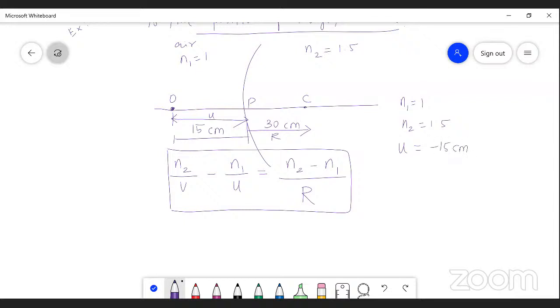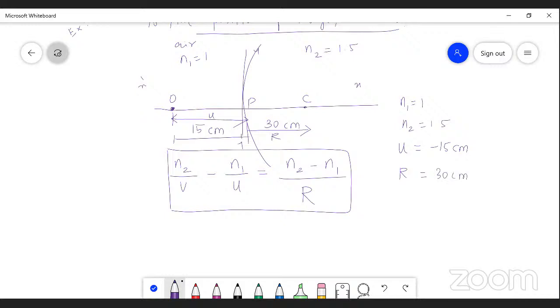It is very important. Most of the students make mistakes in this region. According to the sign convention, the object is always placed on the left side, so the u value is always negative, I mean from right to left. That's why u is equal to minus 15 centimeters. And for the R value, consider this point, this is the x coordinate, this is the x dash coordinate, this is the y dash coordinate. So the radius of curvature R is equal to 30 centimeters.